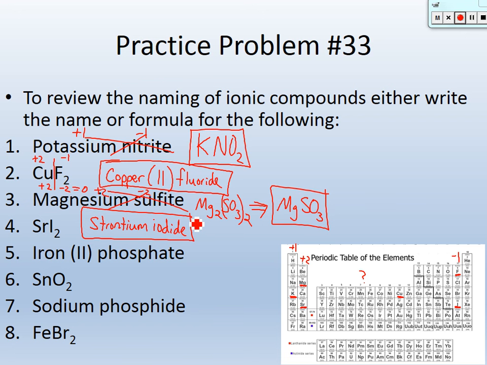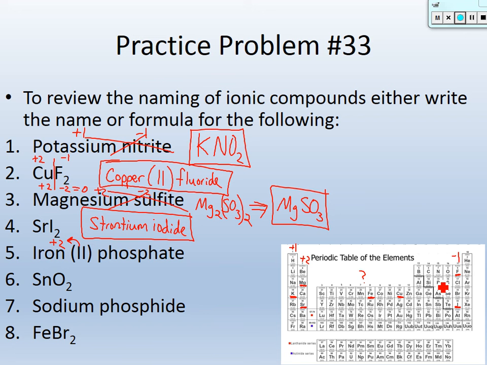Okay. Number 5, iron 2 phosphate. Again, when it gives you the name spelled out, what do I need to write above it? Its charge. Well, iron sits right here. Do I know its charge by looking at the periodic table? I don't. But did it tell us? It did. This Roman numeral tells us its charge is what? +2.